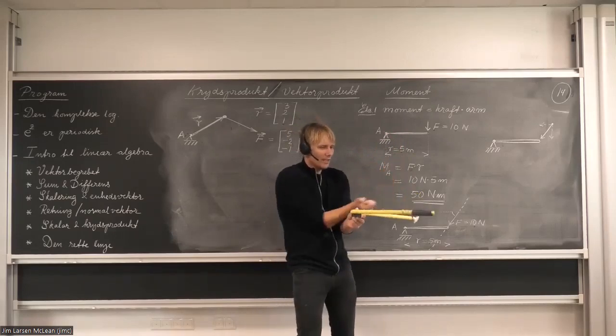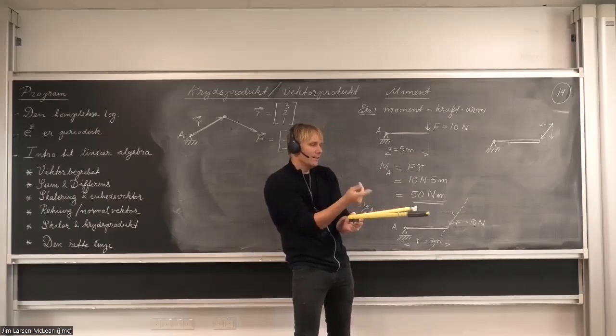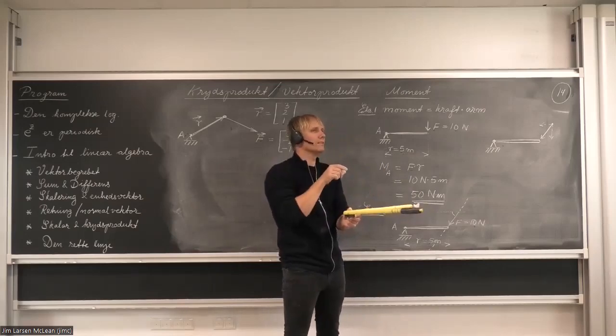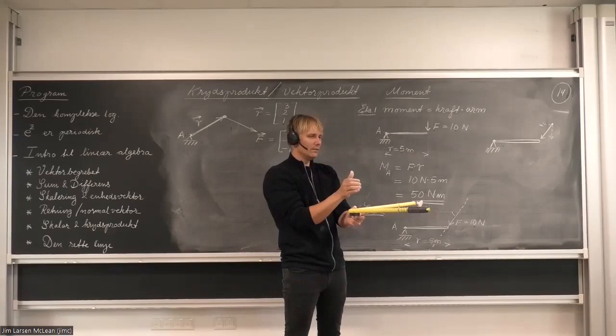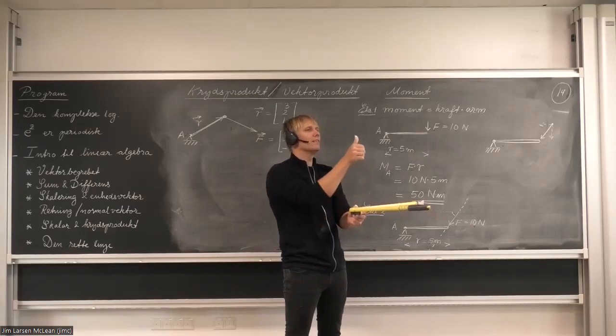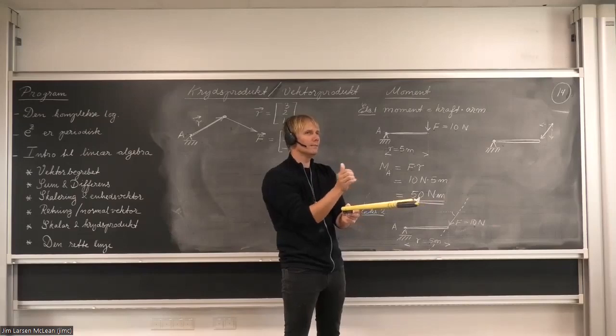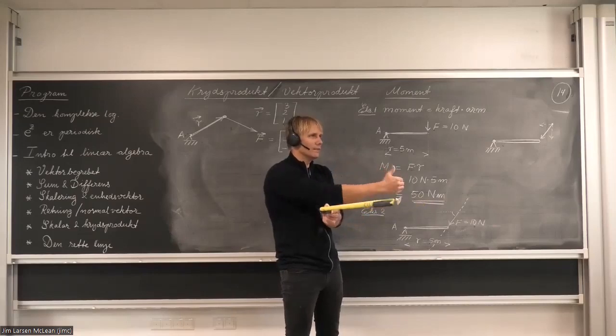So that one crosses this one, gives that one, and the vector that stands up, that's a moment vector. When you take your right hand and let the thumb point in the direction of the vector, the other 4 fingers, which aren't the thumb, will point in the direction of the moment. Can you imagine that?